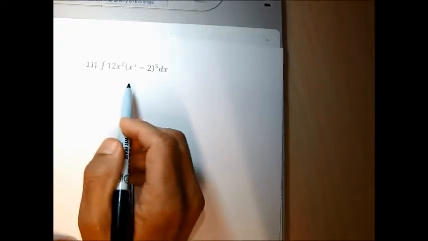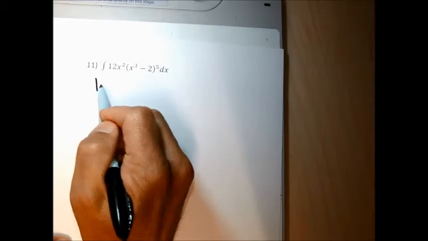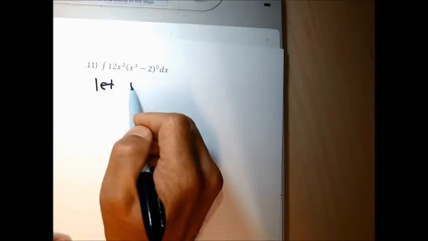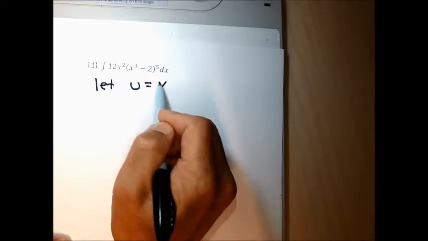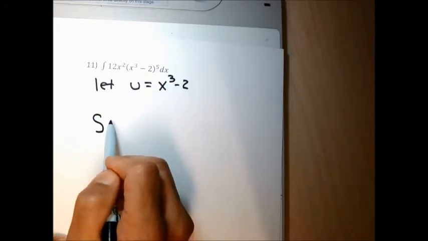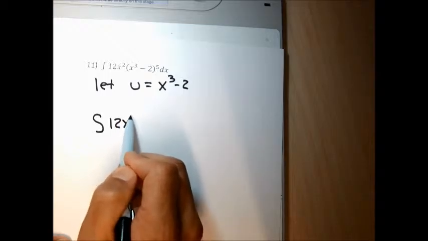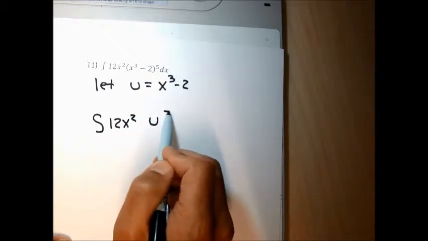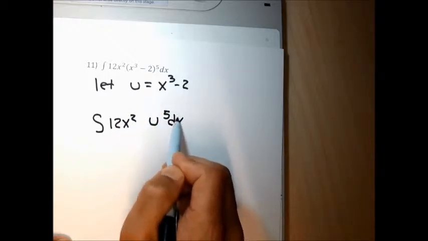All right, last integration for a second. For number 11, it doesn't need to be rewritten, other than I need to do a u substitution. I'm going to let u be x cubed minus 2. That will allow me to write the problem as the integral of 12x squared times u to the 5th dx.